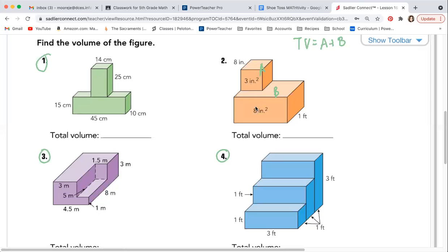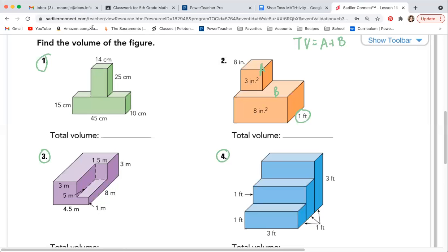But if I look at this shape, I've got inches, inches squared, and feet. All these different units on one figure is confusing because I have to calculate a volume using the same units. So I see mostly inches, right? So this guy, I'm gonna wanna change it to inches so that it can be compatible with my other units.